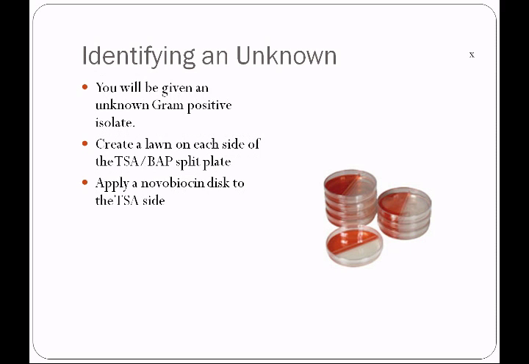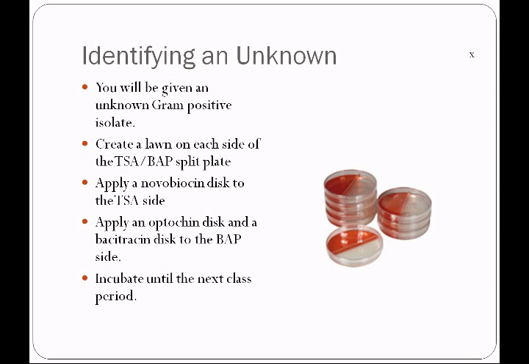After you inoculate your unknown on both sides, you're going to apply a novobiocin disc to the TSA side, and to the blood side you are going to apply an optochin disc and a bacitracin disc. You'll incubate this until the next class period, upon which you are going to use the techniques that you learned in this lab to identify the isolate. See you in lab.